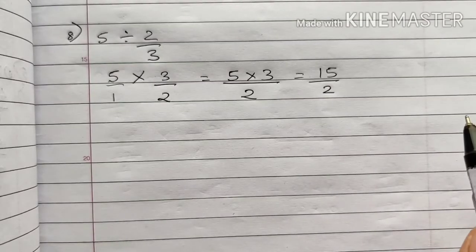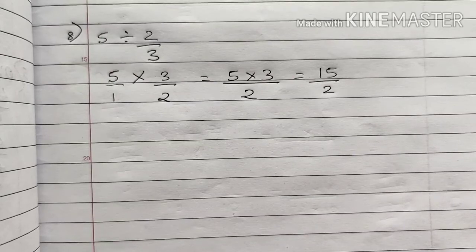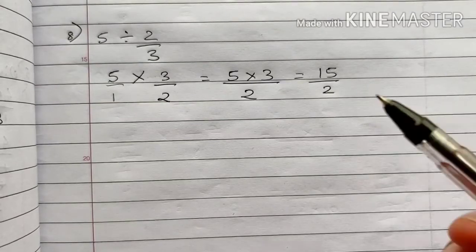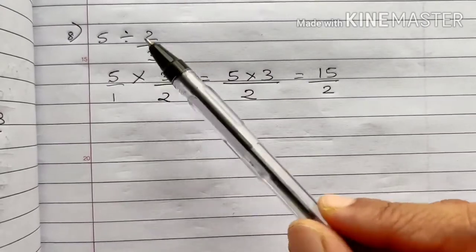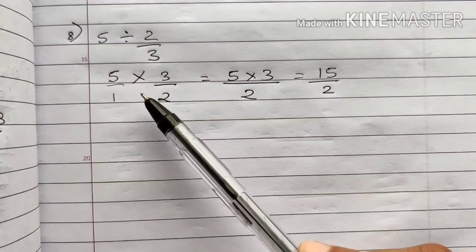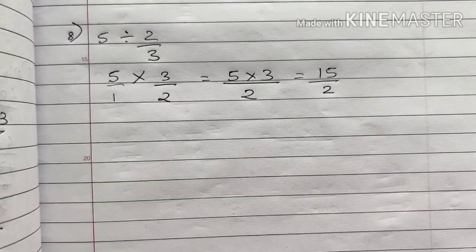I hope आपको सारे sums समझ में आए होंगे. Addition, subtraction, multiplication and division. Okay? The things that you have to remember is addition or subtraction में you have to make the denominators common. Okay? And division में you have to remember convert the division sign into multiplication and take the multiplicative inverse of the second fraction.